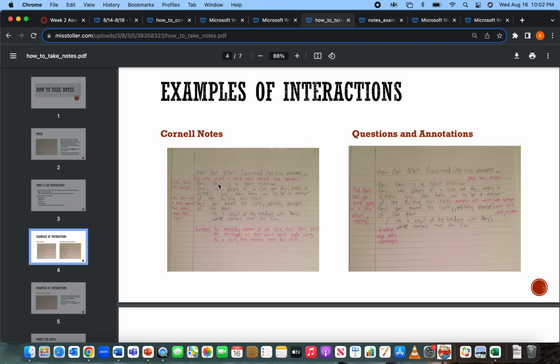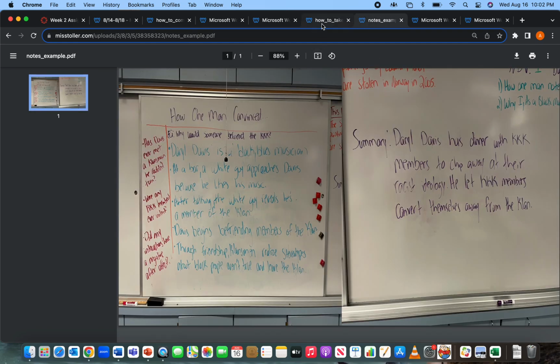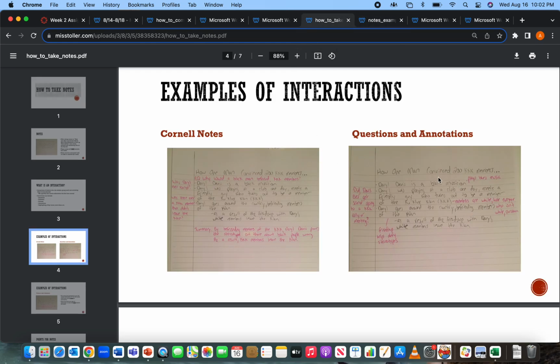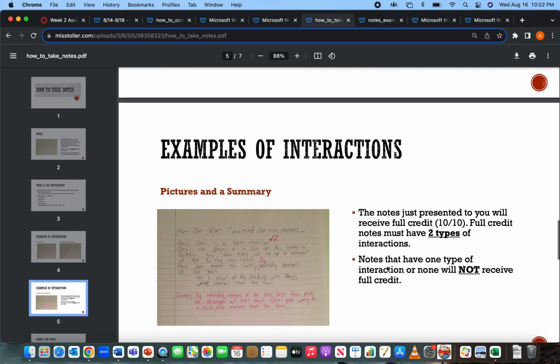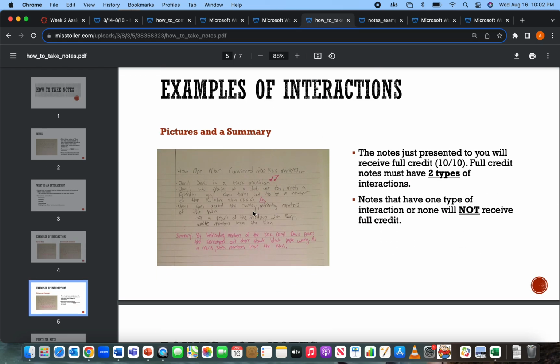So again, some examples of interactions. This here is Cornell Notes, which we as a class would have done. It's also in that example that I have here. On the right-hand side here, we have questions in the margin and then annotations. So again, this just might be little tidbits that came up from the article. If I was lecturing, it might be little tidbits that aren't on the screen, but are things that I am saying. Another example would be pictures and a summary. Again, this is my favorite way of taking notes, but certainly not something that you have to do.